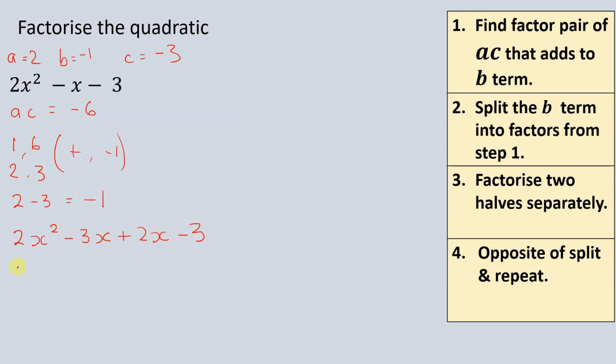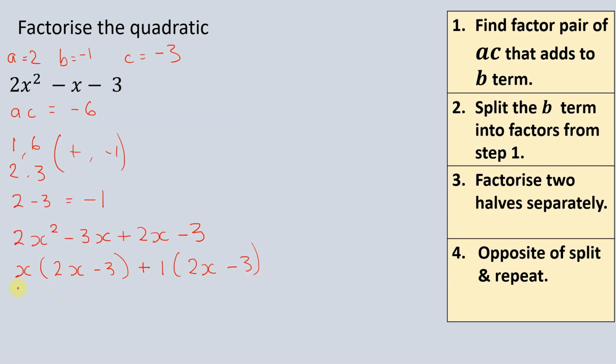And the next step is to factorize. So on the 2x squared minus 3x, we factorize out the x, and inside the brackets we have 2x minus 3. And then we have 2x minus 3. So we have plus 1 outside the brackets, and inside the brackets we have 2x minus 3.